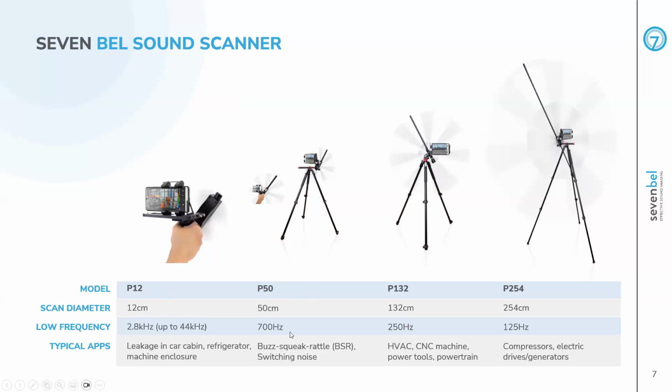The P50 will work from 700 hertz and up to detect buzz, squeak, and rattle applications. So anything grinding, rattling will usually produce higher frequency noise that you can detect with mostly any camera. But when we're talking about compressor noise, fan noise, vibration, etc., the systems that will truly work are the larger array ones, the P132 or the P254. This will be a lot more precise, and they have a lower frequency cutoff, enabling much more in-depth analysis and precision.